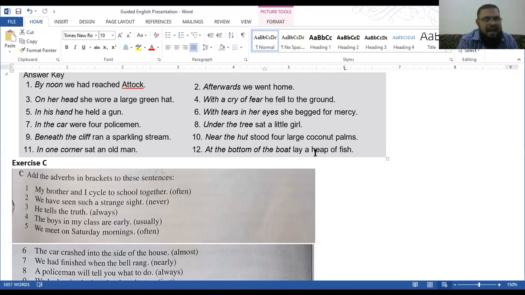So exercise C: add the adverbs in brackets to the sentences. My brother and I cycle to school together, often. We have seen such a strange sight, never. He tells the truth, always. The boys in my class are early, usually. We meet on Saturday morning, often. Number 6, page number 58.